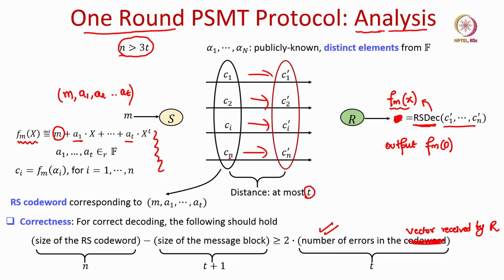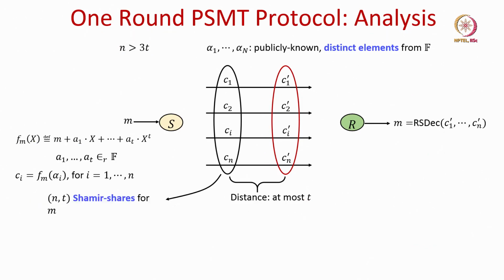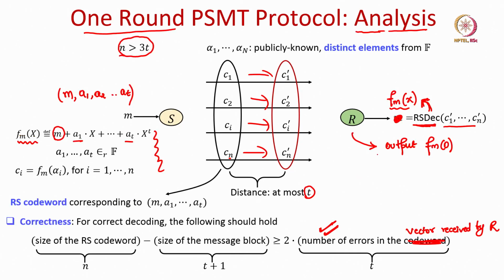So, since n is greater than 3t, this condition is guaranteed, which ensures that the Reed-Solomon decoding algorithm will recover the polynomial f of m x for the receiver, and hence the receiver will output the correct message. So, the correctness is proved, or the reliability part. So, this proof is for the reliability.